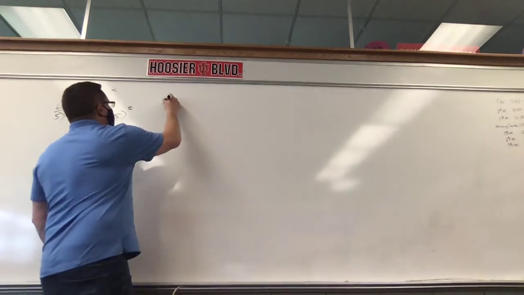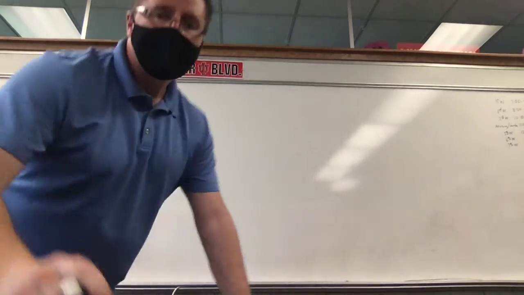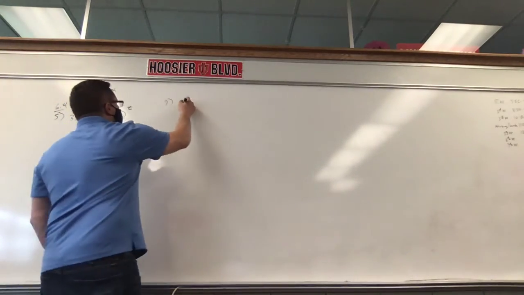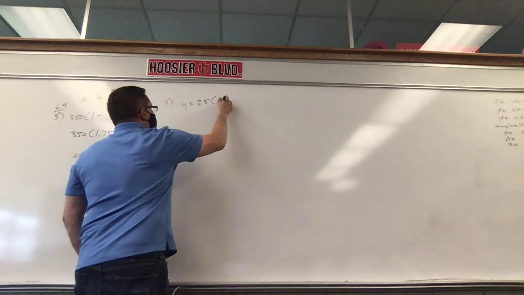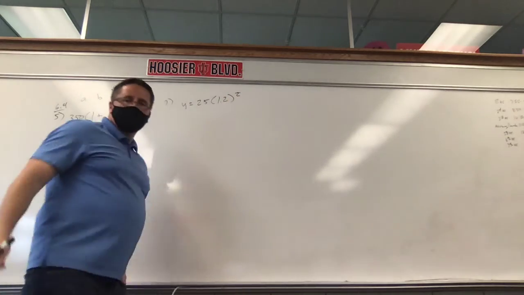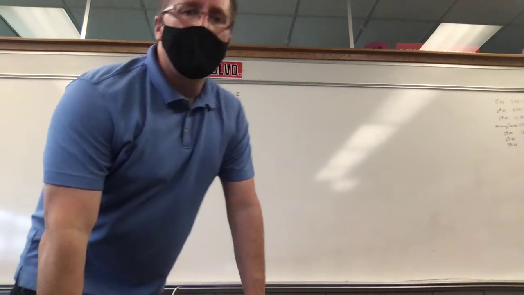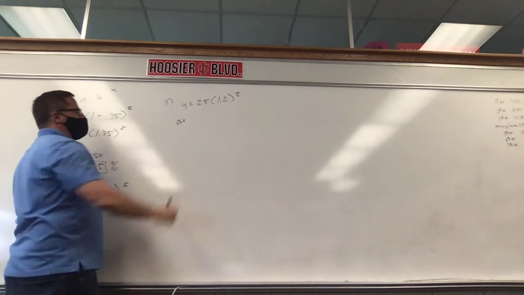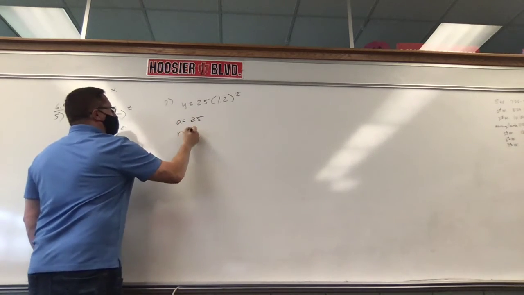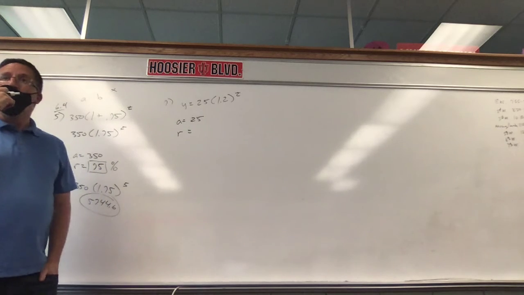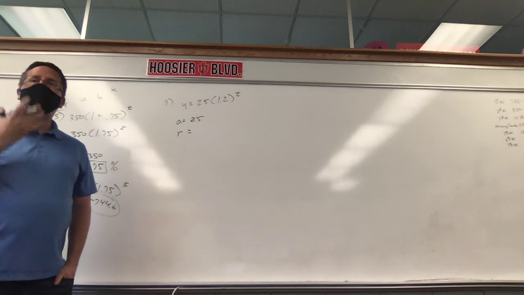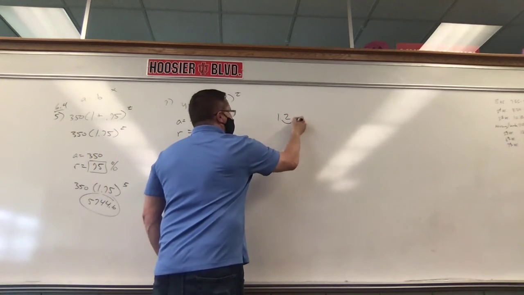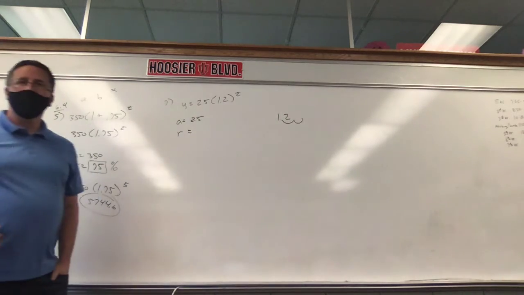Okay, let's see number 7. Okay, same type question here. So in this case, we have y equals 25 times 1.2 to the t power. Okay, so what is A? How much money are we starting with here? 25 bucks. What is your rate? Now be careful here. 1.2. I would make that into a percent. 1.2, move it 2 spots to the right, what percent is it?